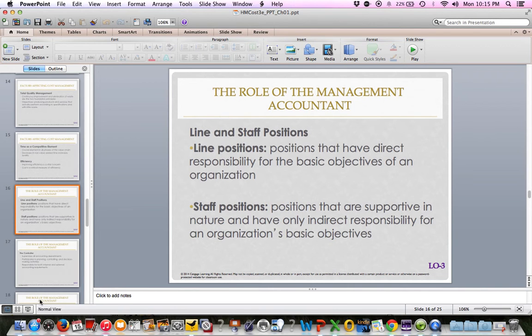Line and staff positions, just kind of be aware of those. Line positions basically have direct responsibility for basic objectives of an organization, whereas a staff position are more supportive in nature and have more indirect responsibility for whatever the organization's basic objectives are. So line and staff, make sure you understand the difference between those.